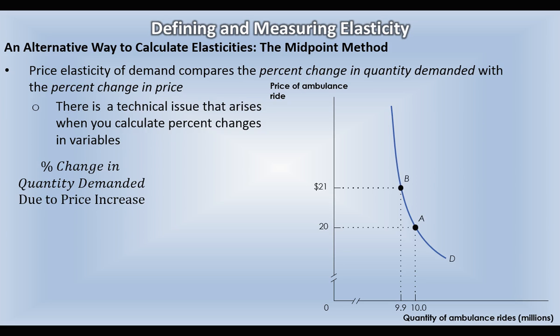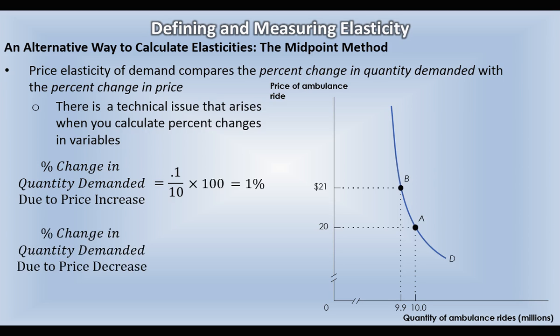So if we're talking about a percent change in quantity demanded due to a price increase, then going from 10 to 9.9, we're going to have a 0.1, and then you divide that by 10 as the initial starting point, multiply it by 100, and of course that gets you to 1%.